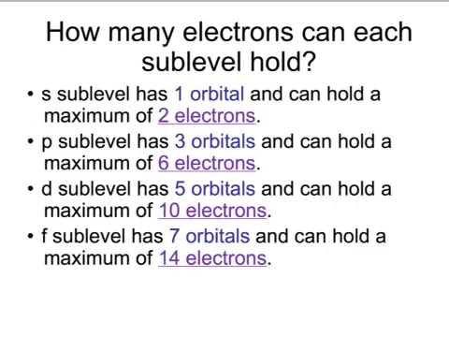Before we start filling orbitals, we have to know how many electrons each sublevel will hold. So remember that each orbital can hold 2 electrons. So the s sublevel only has 1 orbital, and it can hold a maximum of 2 electrons. The p sublevel has 3 orbitals, remember the dumbbell-shaped orbitals, so it can hold 6 electrons. The d sublevel can hold 10, and then the f sublevel will be able to hold 14 electrons.